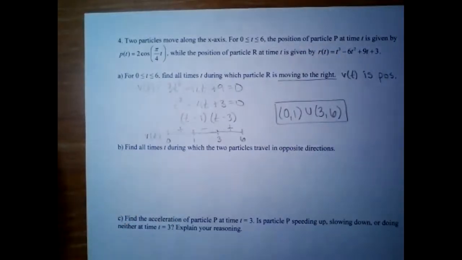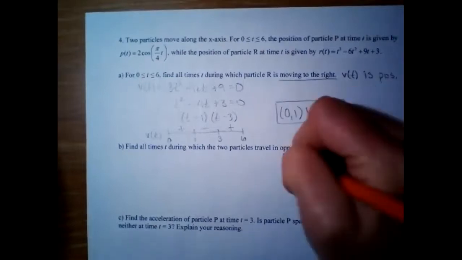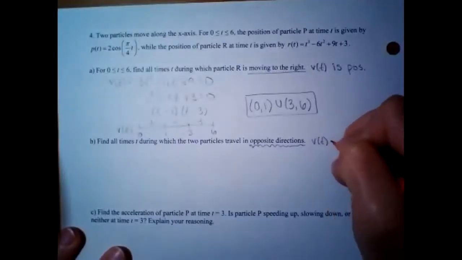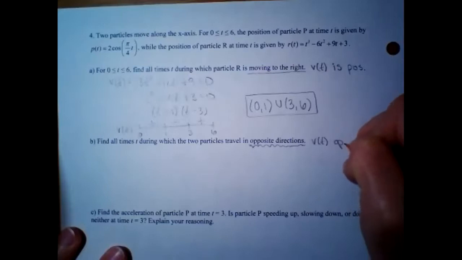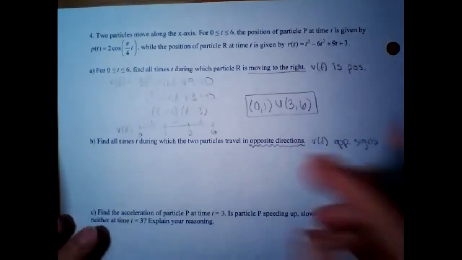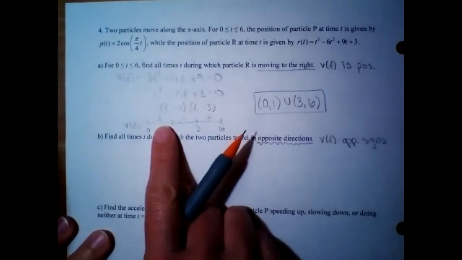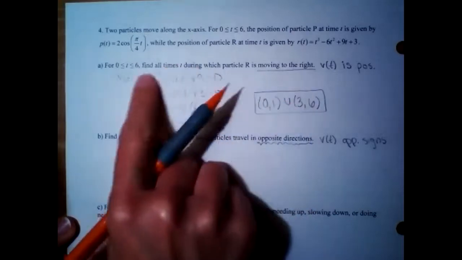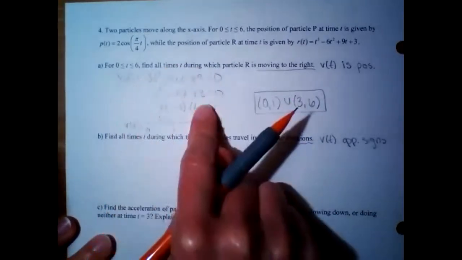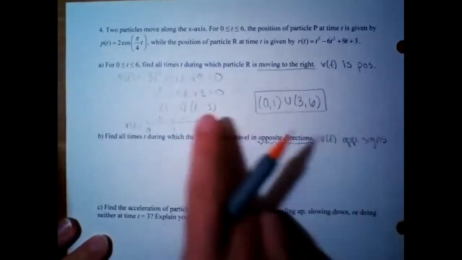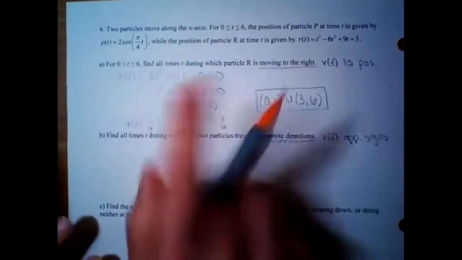All right, letter B. Find all times when the two particles travel in opposite directions. So that means that their velocities, I don't know how to pluralize that, but their velocities are opposite signs. Opposite directions means the velocity of each of them is going to be an opposite sign. So we already found when particle r is moving right and left, it goes to the right and then to the left and then to the right again. We're just going to repeat exactly what we just did, this process for particle p, and then we're going to compare them and see where they are opposite signs. So what we did in A, we're going to just do that again.